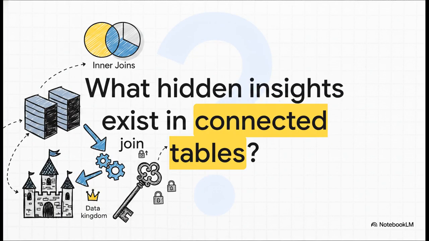So, by mastering inner joins to find perfect matches, outer joins to expose the missing pieces with nulls, and clean aliasing to keep your code readable, you literally hold the keys to your data kingdom. I want to leave you with this final thought. If a simple join bridges 2 data silos, what hidden insights, what massive efficiencies could you uncover by linking every disconnected table in your organization? The tools to find out are right there in SQL. Get out there and start connecting the dots.